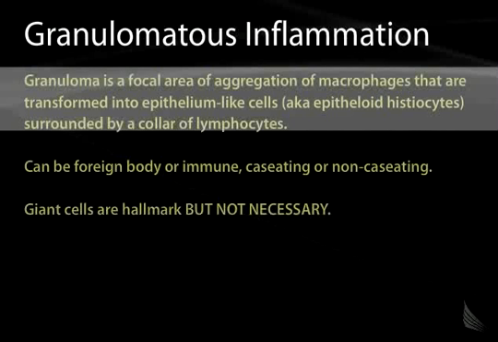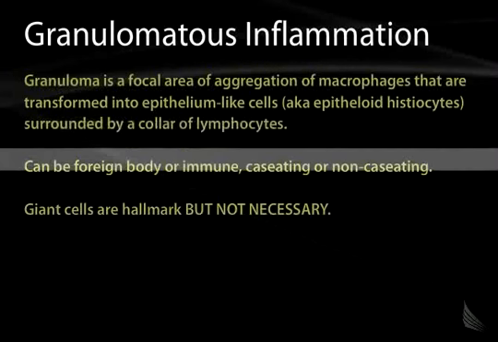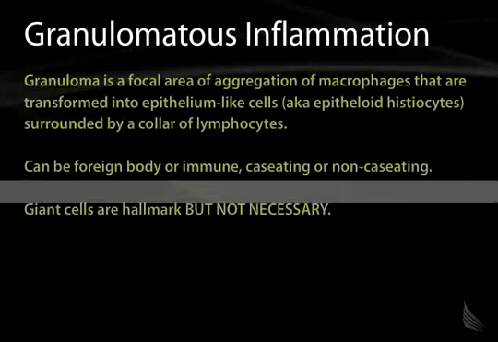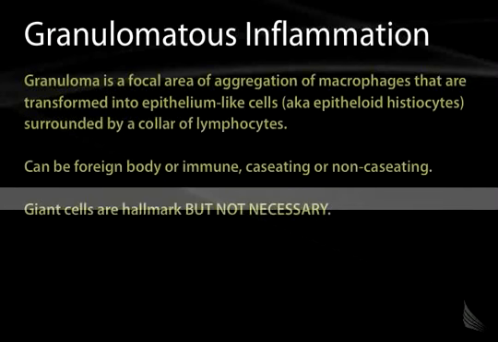This is what happens when the macrophages dominate the chronic inflammatory response, and they're transformed into epithelioid cells, what we call epithelioid histiocytes, and surrounded by lymphocytes. This can occur when you get a foreign body, or when you get a particular immune response, or when you get particular infections. And you can be non-caseating or caseating, depending on whether it's accompanied by necrosis. So if you get granulomatous inflammation with necrosis, you get caseation. If you get granulomatous inflammation without necrosis, it's called a non-caseating granuloma. Now, giant cells, which are multinucleated large cells, are often seen in granulomatous inflammation, but not always. So you don't have to have giant cells to call something granulomatous.